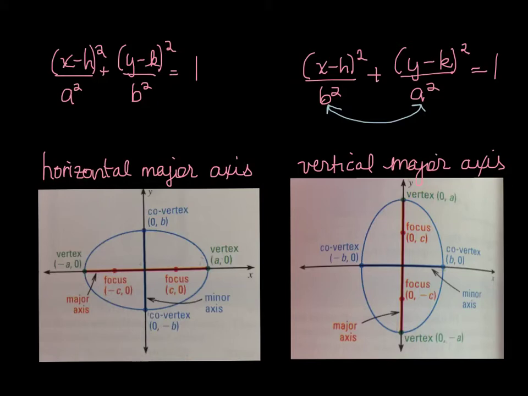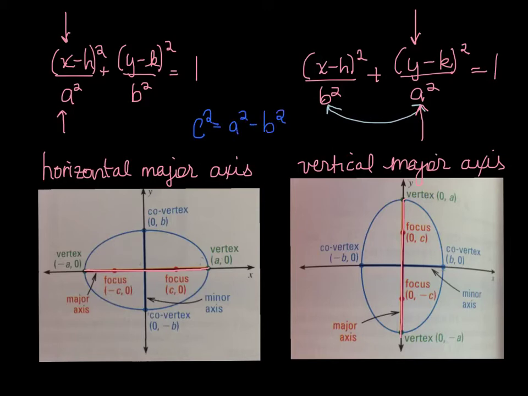And what you're going to come to know is that since a is underneath the x, the longer axis will be on the x. Since a is underneath the y, the longer axis is on the y. The thing that you need to know how to figure out is where are the foci. The foci are found from c squared equals a squared minus b squared.